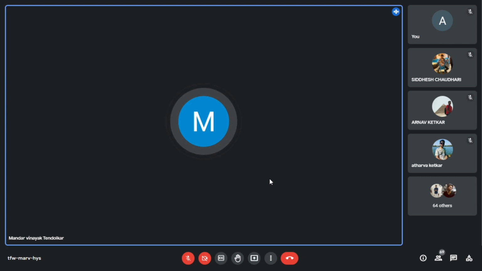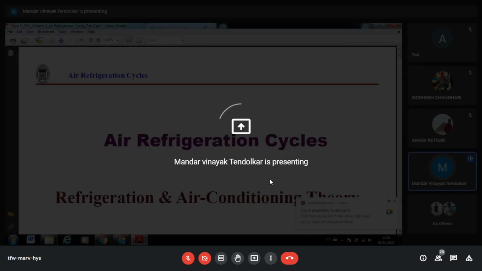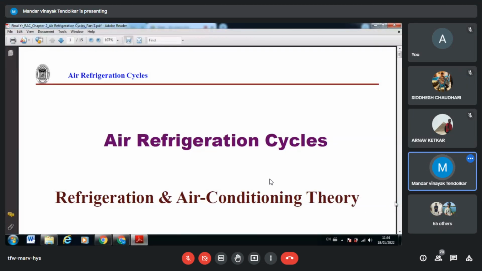Now this is a PDF file, because a PPT file got corrupted. Are you able to see the screen?